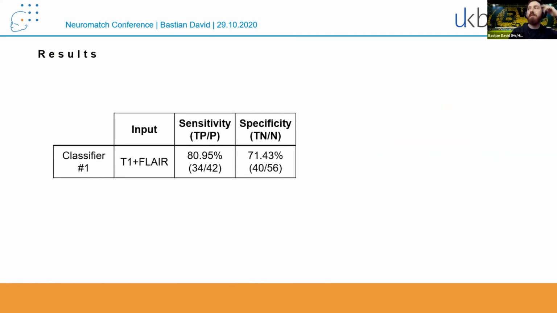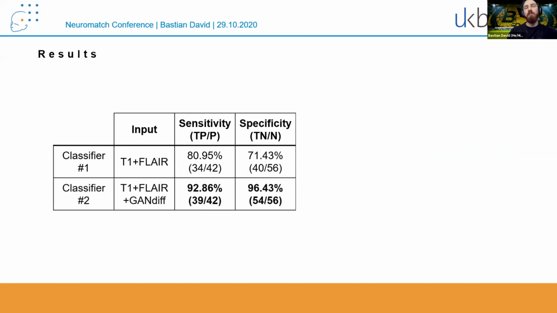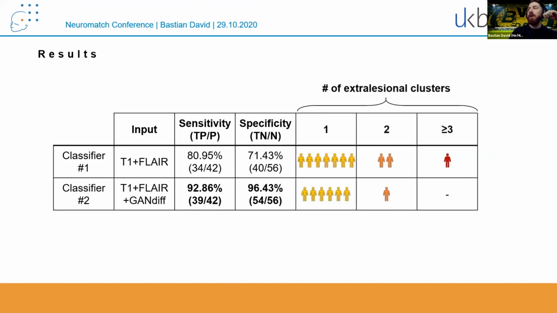Our first classifier, you know it already, pretty bad specificity. And now, not a big surprise, our second classifier with a two-step procedure worked much, much better. In fact, it has a sensitivity and specificity of over 90%. Also, the number of extralesional clusters within the patient brain is much less. So it really improves a lot to feed in the GAN difference image.